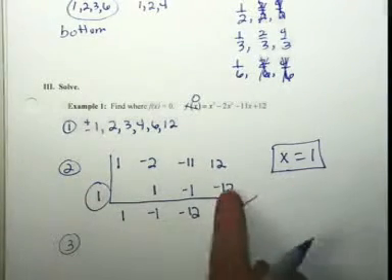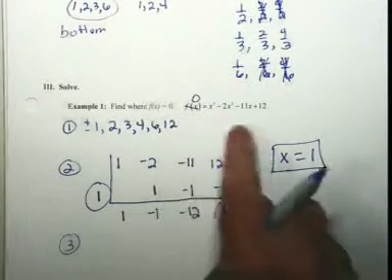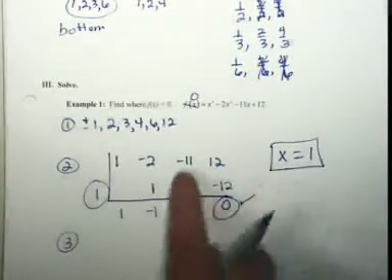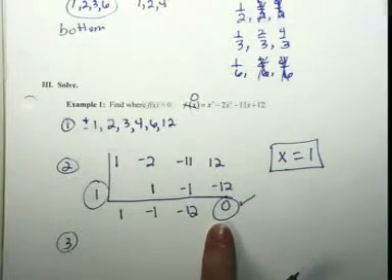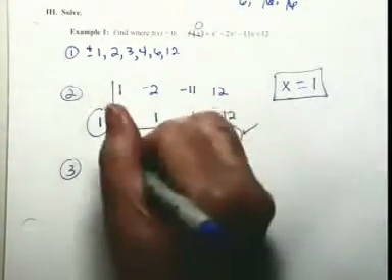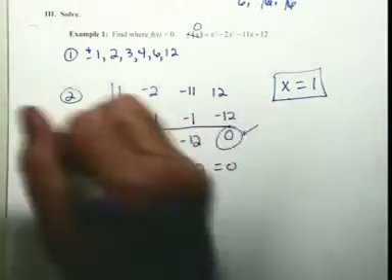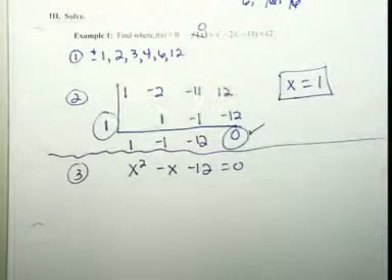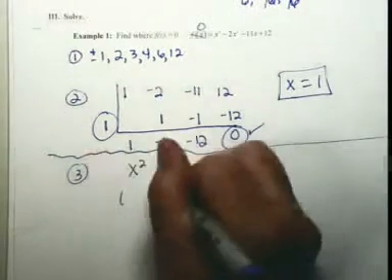Now, if this was not a 0, I would go try -1. And if that didn't give me a 0, I would try 2. You just keep going down this list until you get a remainder of 0. You're not always going to luck out the first time. The reduced equation, because this was x to the 3rd, is now x squared minus 12. And once we get it down to an x squared, we know how to solve it either using the quadratic formula or see if it will factor.